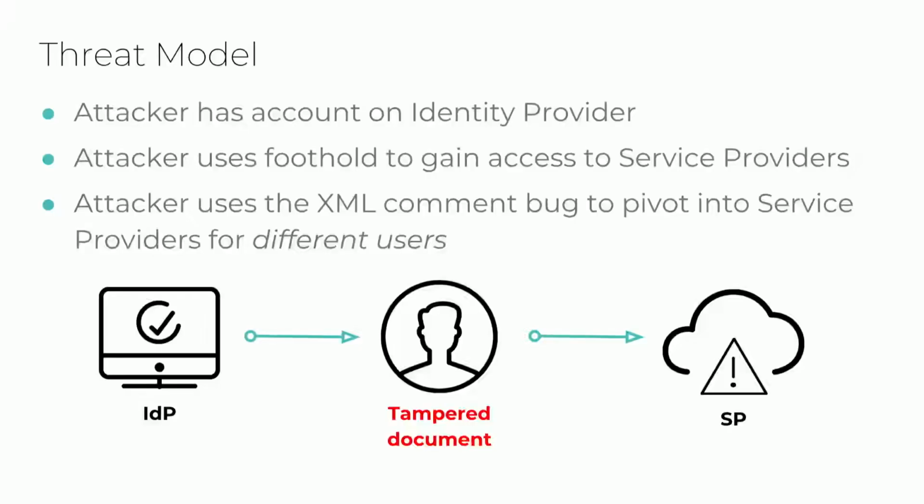So to be more specific, the threat model of this attack first requires authenticated access to the identity provider. So initial access may be achieved through some form of account takeover, like phishing, or could just be carried out by an employee looking to access a coworker's data. This initial foothold, when combined with the comment truncation vulnerability, can be used to pivot to different user accounts.